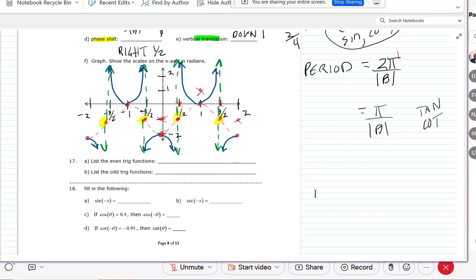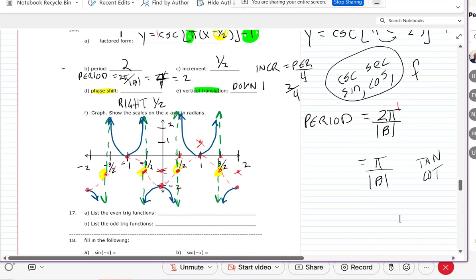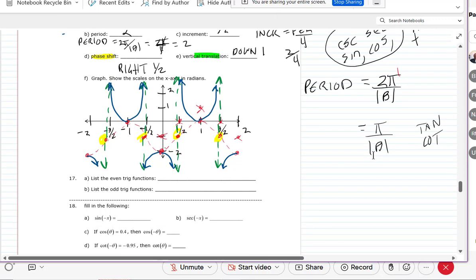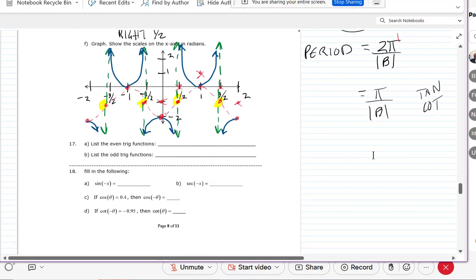Yeah. So real quick, are the vertical asymptotes always the midpoints? Yes. That's on a secant and cosecant. So it'll always be there. It's totally different on a tangent and cotangent, but that's how it works on secant and cosecant. Okay. Thank you for the question.